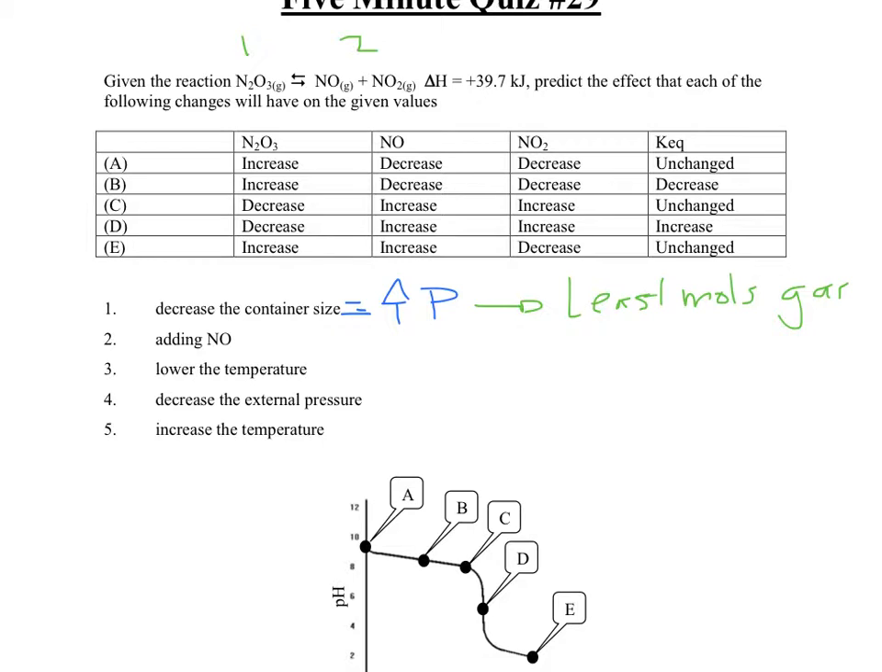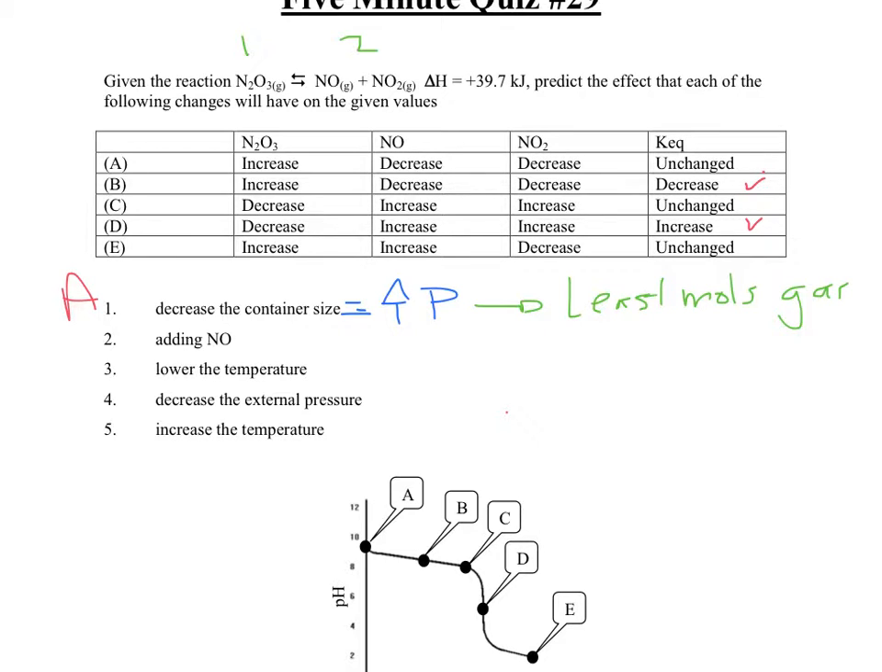Why B? Because the only thing that changes K is temperature. Very good. The only thing that changes K is temperature. So that tells me these two right here have to have a temperature change with them. So B's out. Now, NO and NO2 are going to do what? Decrease. That leaves us the answer of A. But you couldn't take E out automatically because one of them decreases and the other one decreases? Sure.